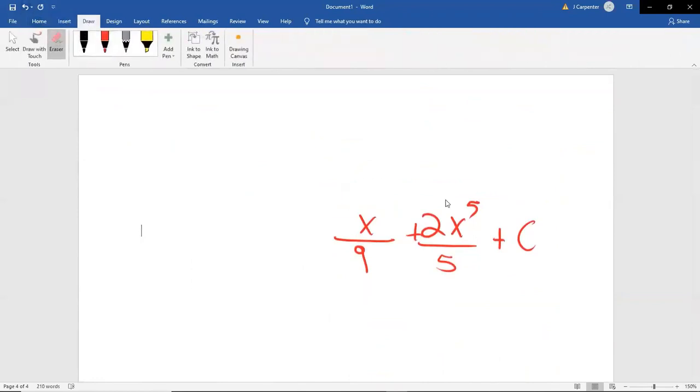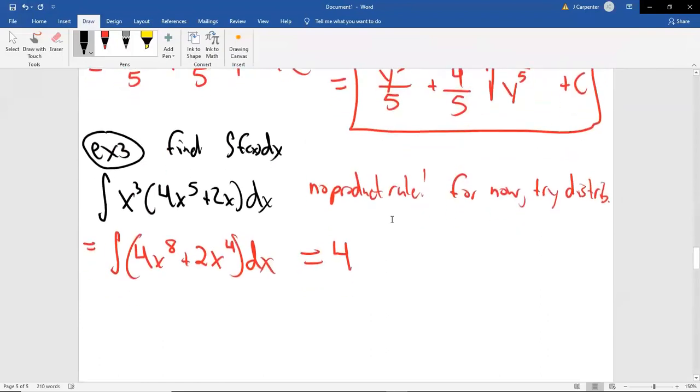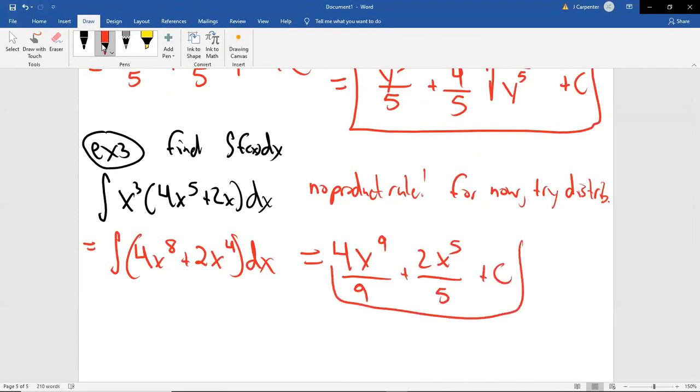Draw, erase. Sorry about this complication. I thought I gave myself enough space and I didn't. So this integral was 4x to the 9th over 9 plus 2x to the 5th over 5 plus C. There we go.